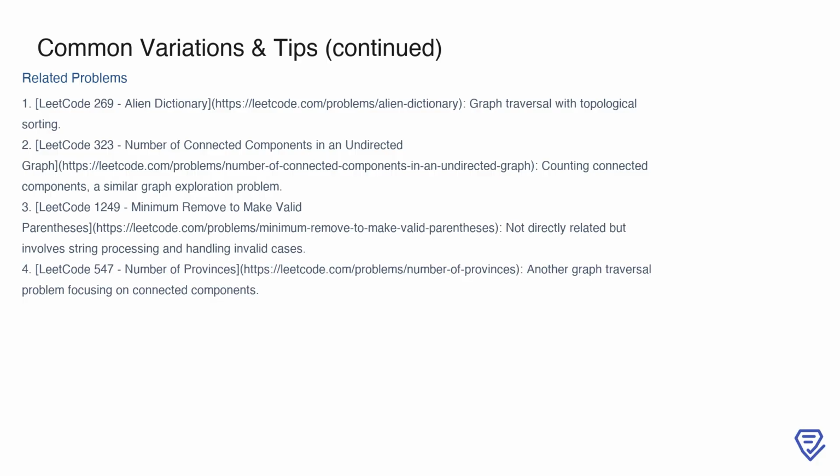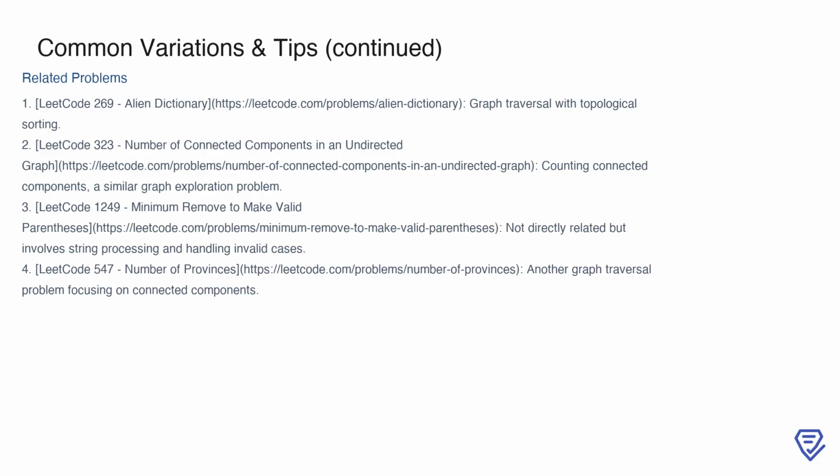Similarly, LeetCode 323, which focuses on counting the number of connected components in an undirected graph, shares similarities with exploring website structures. Another related problem is LeetCode 547, which also involves connected components but in the context of provinces, emphasizing graph traversal techniques. While not directly related to web crawling, problems like LeetCode 1249, minimum remove to make valid parentheses, can sharpen your skills in string processing and handling invalid cases, which are often necessary when dealing with malformed links or data during crawling.